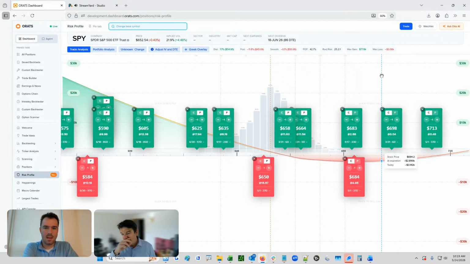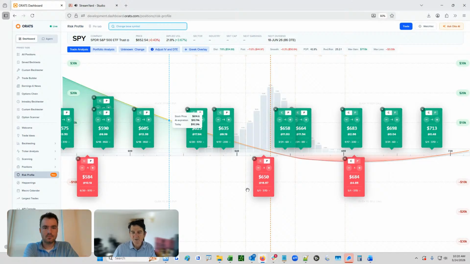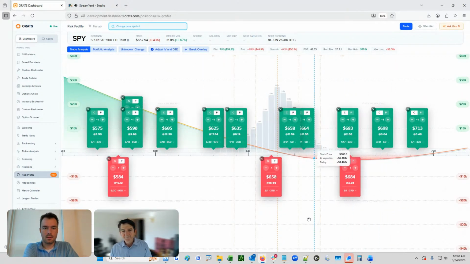So here's the distribution of actual stock movements. And now we're way outside of the tails for some of these positions. But it's good to see. This is what I like to have, a lot of little wings out here. Awesome. Yeah, the risk profile is awesome.